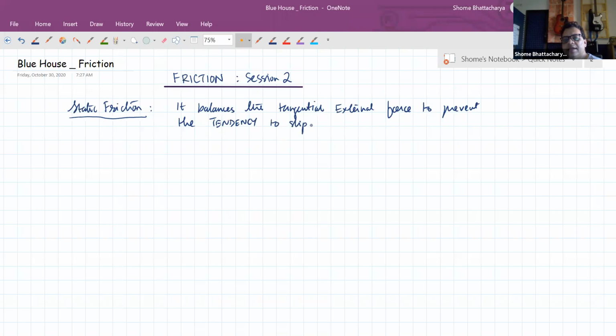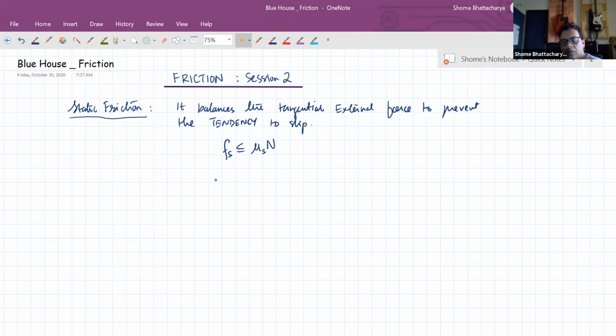So it basically acts where there is no slipping occurring, but friction is the one that is preventing the object from slipping on the surface. Otherwise there would be slipping. So the magnitude of static friction can be anything from 0 up to a certain limiting value, which is the coefficient of static friction multiplied by normal reaction.